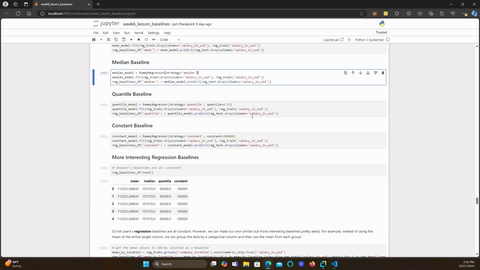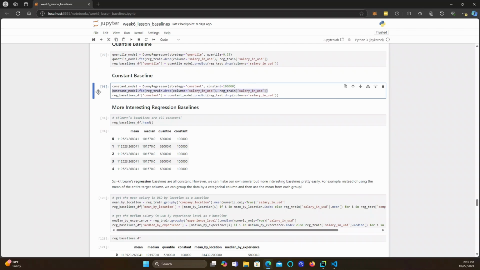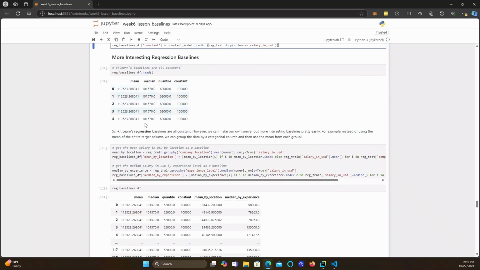For quantile, using dummy regressor with the strategy equals quantile, and here I'm predicting everybody is at the 25th percentile. Everybody makes the same amount of money as the 25th lowest paid person. All right? And then we're just going to fit it like normal and predict with it like normal. And then constant baseline here, strategy equals constant, and I've used $100,000, and you fit it like normal and predict with it like normal. And now we can see what this is doing.